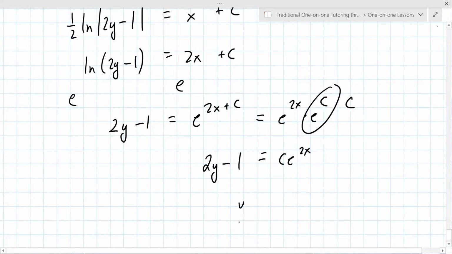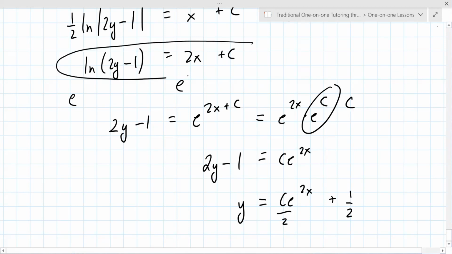Add 1, divide by 2, so y equals c e to the 2x plus, and then you're dividing this by 2, this by 2. You could wrap c over 2 into another c, which is why it's so important to actually solve for the value of c up here, if you can.